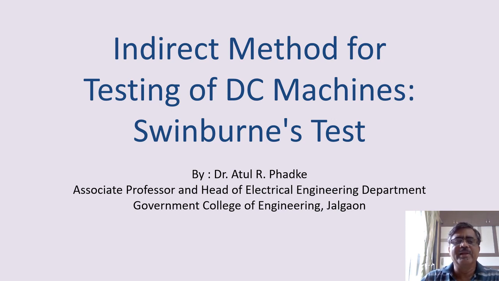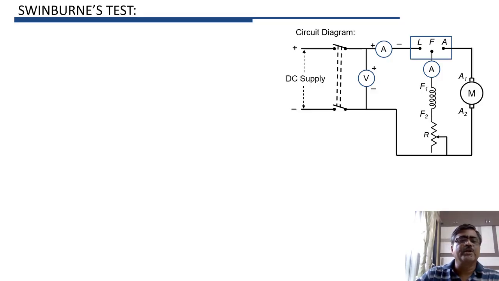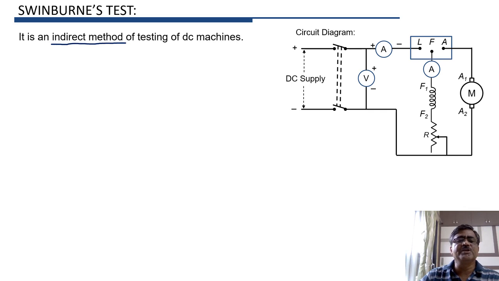In this video, we will learn Swinburne's test, which is indirect method for testing of DC machines. Let us now see what is the procedure of Swinburne's test. So Swinburne's test, it is an indirect method of testing of DC machines. In indirect method of testing, the machine is not actually loaded up to full load. But without actually loading the machine, we can determine its losses and efficiency for any load condition.